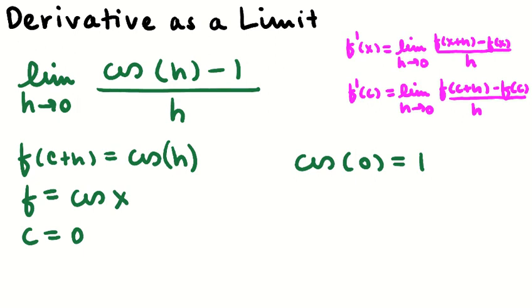So that would be, I think, 0. Yes, because cosine's kind of flat up at the top where it starts. Okay, but that's not what it's going to ask. It's not going to ask you the value of the limit. It's going to ask you for what function is this the derivative of at what point.